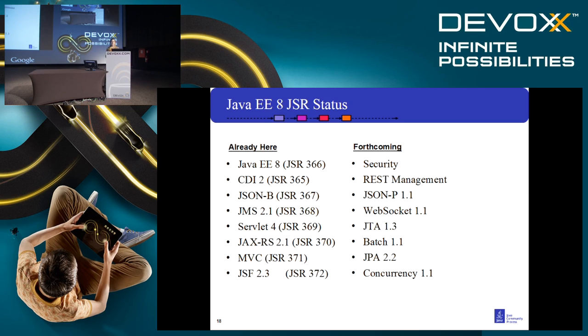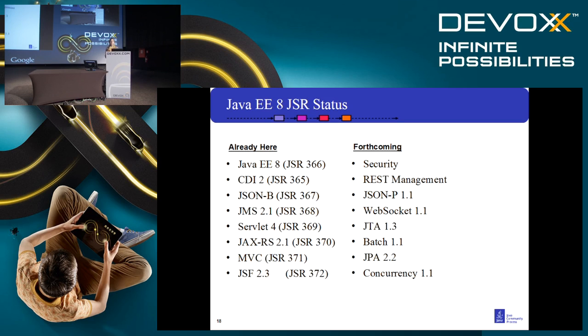And we have the Umbrella JSR. We have CDI 2, JSON Binding, JMS 2.1, Servlet 4, JAX-RS 2.1, which is an upgrade, and the MVC JSR, which is a new technology that will go into Java EE8, and JavaServer Faces version 2.3. The JSRs that they expect to file later are in the right-hand column, so things like security and management, JSON, and then some updates to some of the other technologies that were included in Java EE7. So those are the things that are coming up.